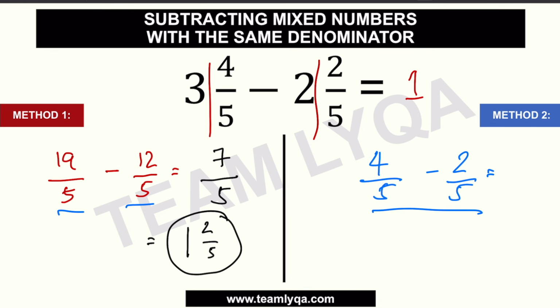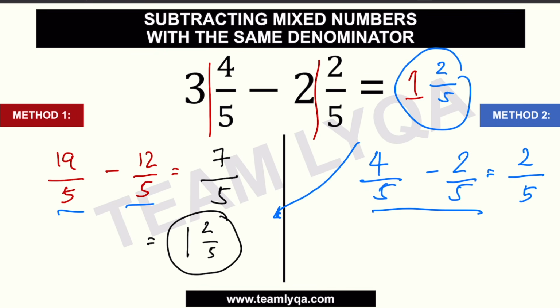Pareho naman sila na nasa ilalim. 4 minus 2 na lang, 2 over 5. Ikakabit ko lang dito. 1 and 2 over 5, which is again, as you can see, the same as this fraction right here. Walang problema. Okay? So, sa akin, what I personally do is, kapag nakikita ko na mas malaki naman yung nasa left, kasi sa nasa right na fraction, pinaghihiwalay ko na lang para hindi ko na kailangan i-convert pa lahat-lahat.